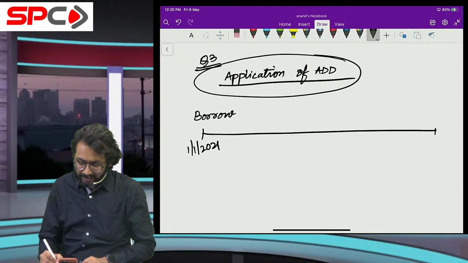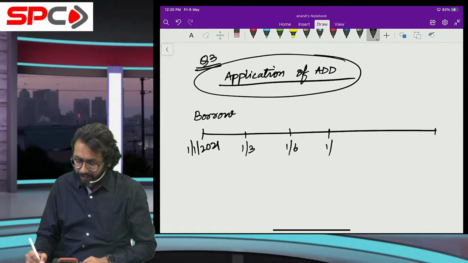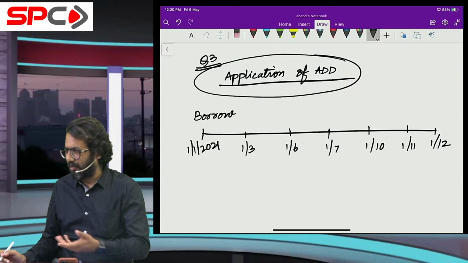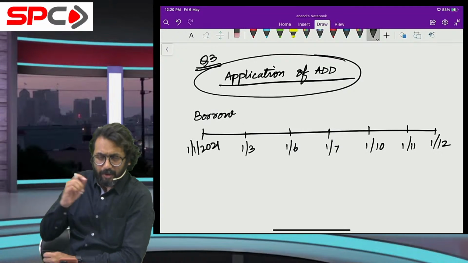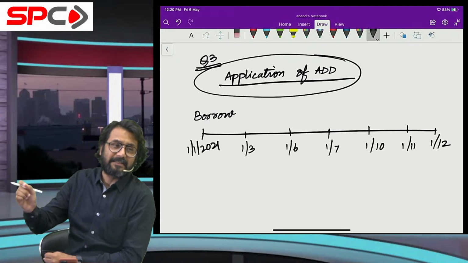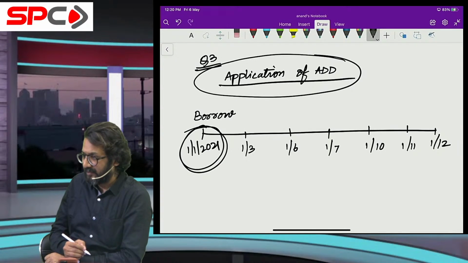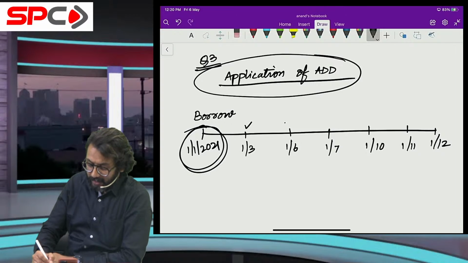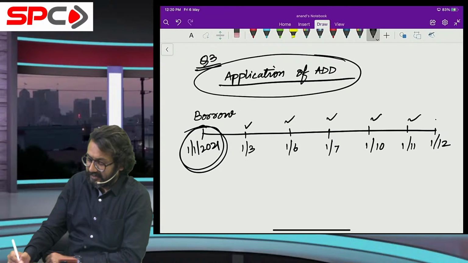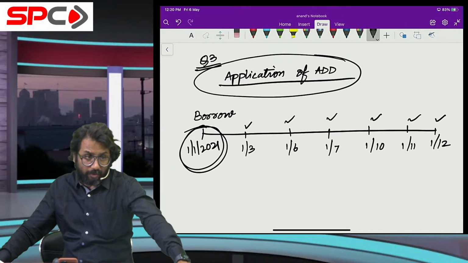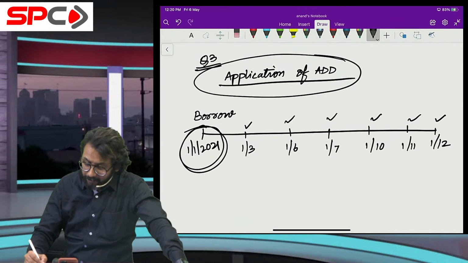So my dear friends, when the amount is borrowed, let's take an example on 1/1/2021. You make the payment on 1st of March, then on 1st of June, then on 1st of July, then maybe 1st of September or October, 1st of November and 1st of December. You are going to make the payment along with the interest. You are making the payment in 6 installments throughout the year, plus interest.